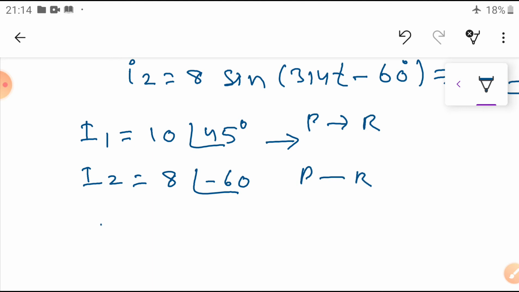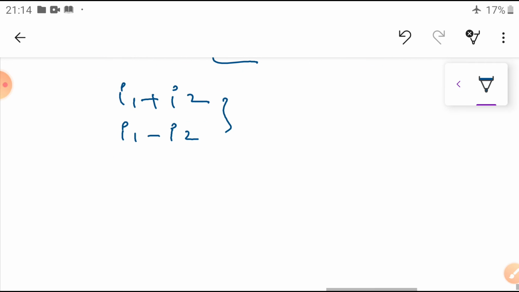Then simply I1 plus I2 you can do it, I1 minus I2 you can do it. Very easy, this is a basic thing. Otherwise you have to do it manually. So how are you going to do it manually? Without converting polar to rectangular form, you have to do this. I1 plus I2 is equal to... you know the calculators, it is better to use calculators to save time. Otherwise you should know the procedure.